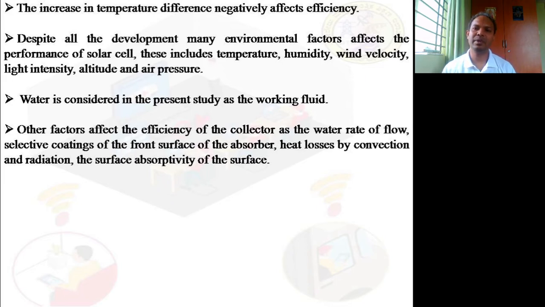Say, for example, during the rainy seasons, wind will be blowing with a certain velocity. If wind is blowing, whatever the temperature, it just takes away. That is what we were talking about, the convection losses. Is it clear? And the light intensity is also very important.